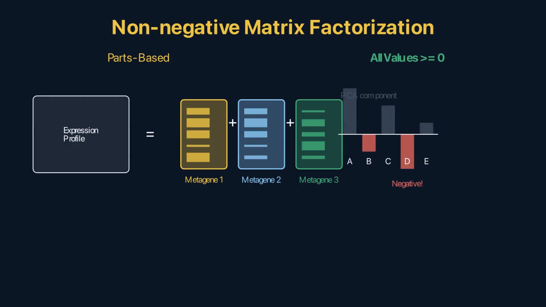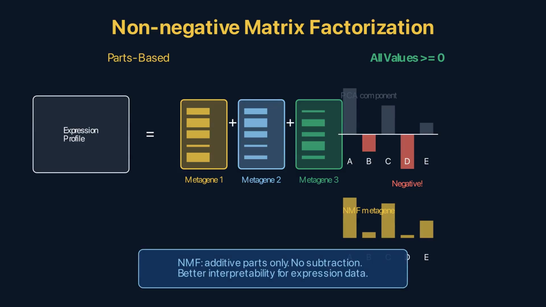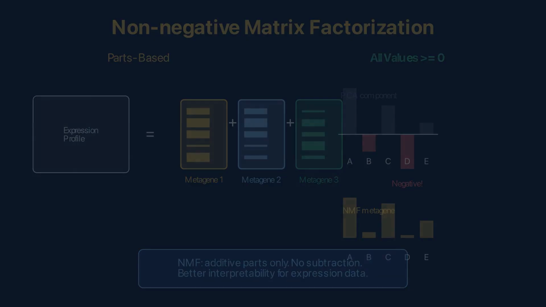NMF metagenes are often more interpretable than ICA components because they correspond to coherent sets of co-expressed genes without the sign ambiguity that makes ICA components hard to interpret. NMF is widely used for topic modeling in text and for discovering expression programs in cancer.